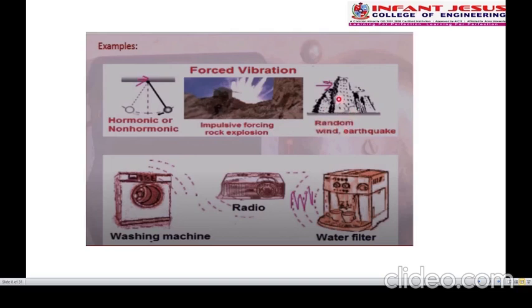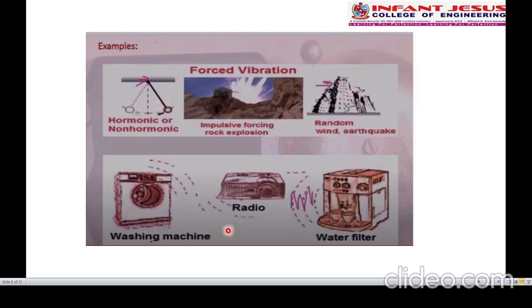Random means if there is a shaking on the floor, then the earthquake occurs. So wind also. We don't know where the wind will come from, where to where it will blow. We don't know. So it is undeterministic and unpredictable. So that is about the three different types of vibration. I hope you understand all the three different types of vibration.